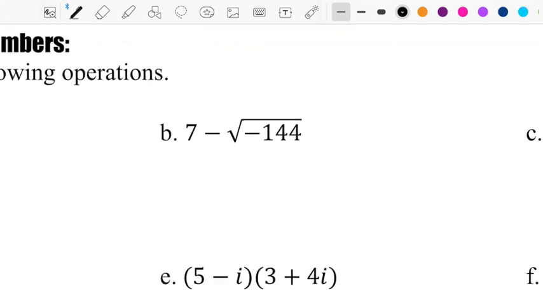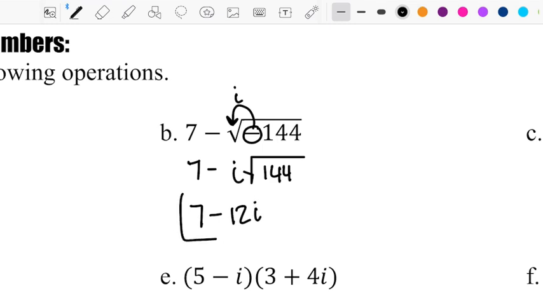Then if we go to b, the first thing I see is, oh, there's a negative under the radical here. So we're going to take it and bring it out as an i. So this says 7 minus i times the square root of 144. Well, of course, the square root of 144 is 12. So we can just say 7 minus 12i.